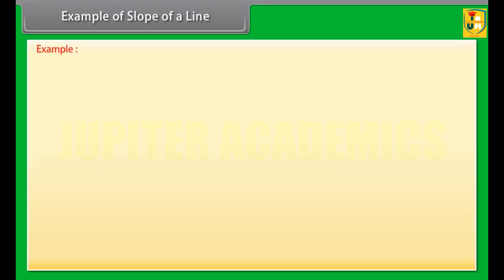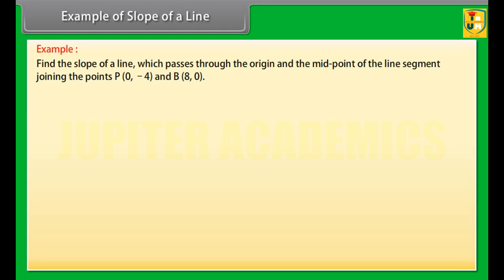Example of slope of a line. Example, find the slope of a line which passes through the origin and the midpoint of the line segment joining the points P(0, minus 4) and B(8, 0). Solution.